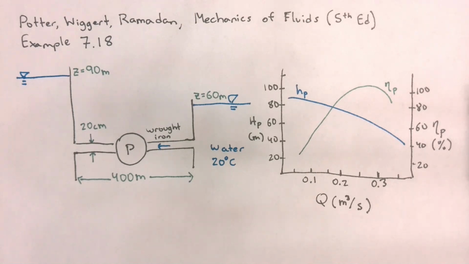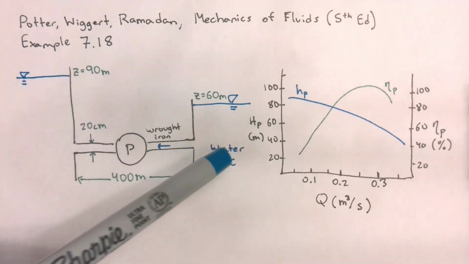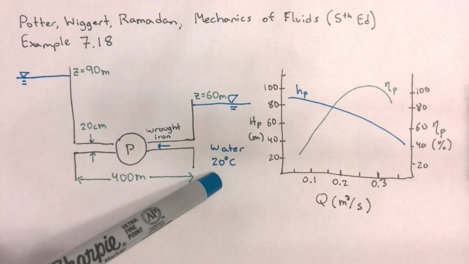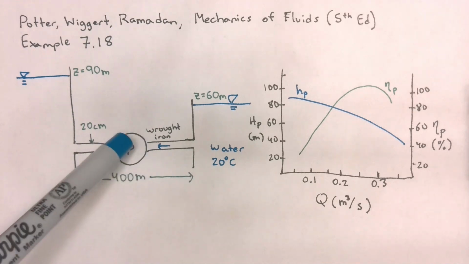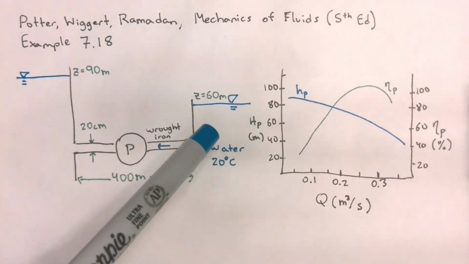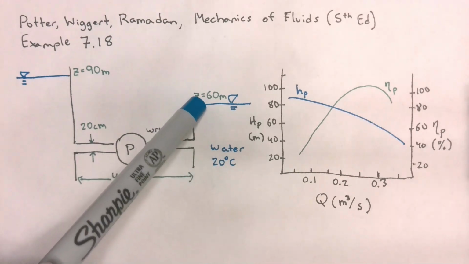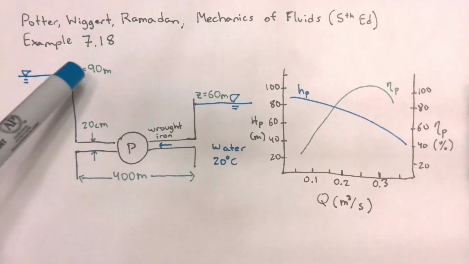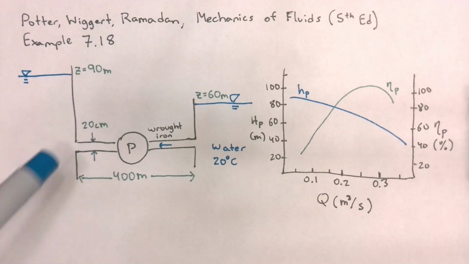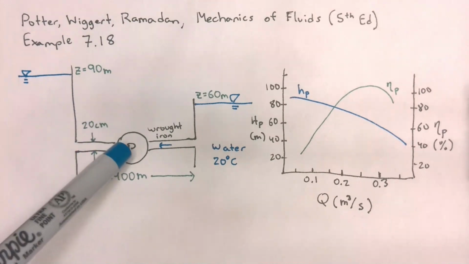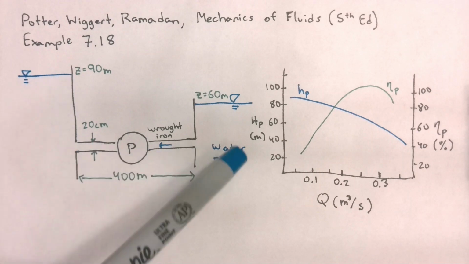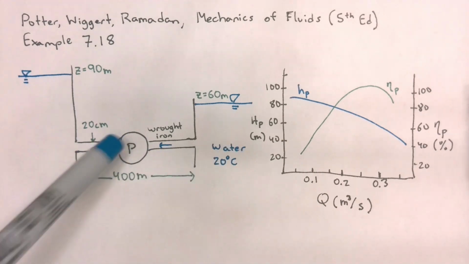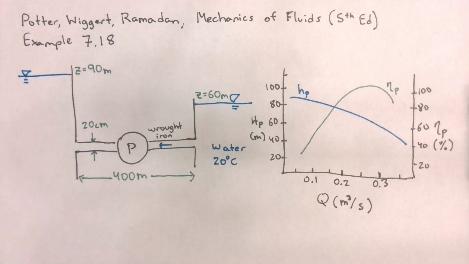So this is a simple system. You have a reservoir, another reservoir, water at 20 degrees Celsius, and you are installing this pump in order to transport water from the lower reservoir, which has an elevation of 60 meters, to the higher reservoir, which has an elevation of 90 meters. Okay? If this pump were not here, obviously water would flow from this reservoir to this reservoir. But we're adding the pump in order to reverse the flow rate.